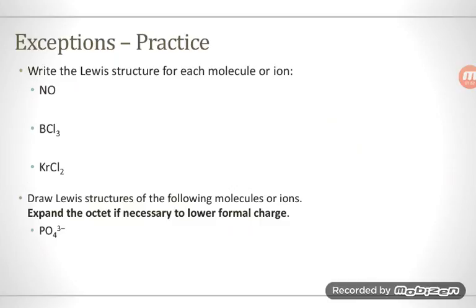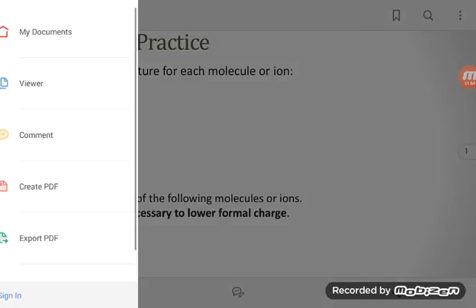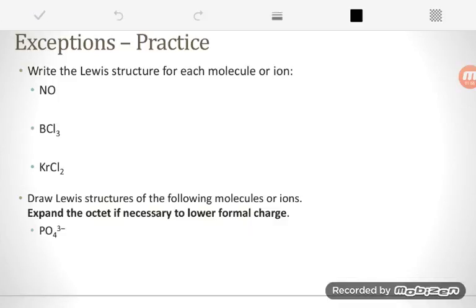First one, let's just write the Lewis structure for each molecule. So let's start with NO. We'll do what we always do. We'll add up my valence electrons. So nitrogen has 5, oxygen has 6. So I end up with 11.